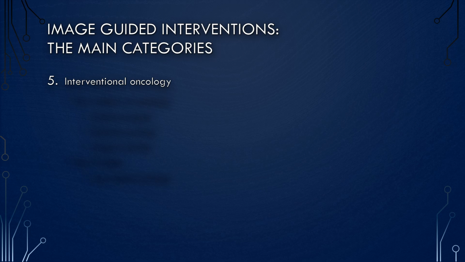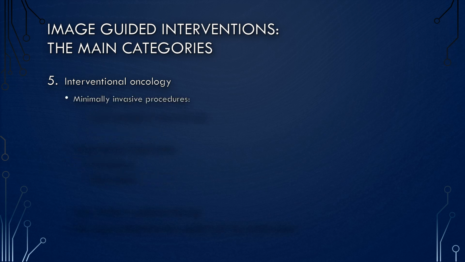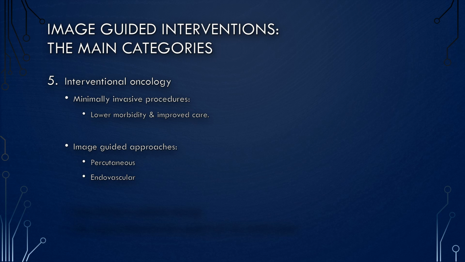The fifth part in our categories is interventional oncology. So there are three main pillars of oncology. Of course, the medical oncologist, the radiation oncologist who treats cancers with radiation, and you'll hear about that in our course, and then surgical oncology. A newly introduced fourth pillar is the interventional radiologist or interventional oncologist. So what do these people do? Again, they use minimally invasive procedures with lower morbidity and improved care. They can either do their procedures percutaneously or endovascular.